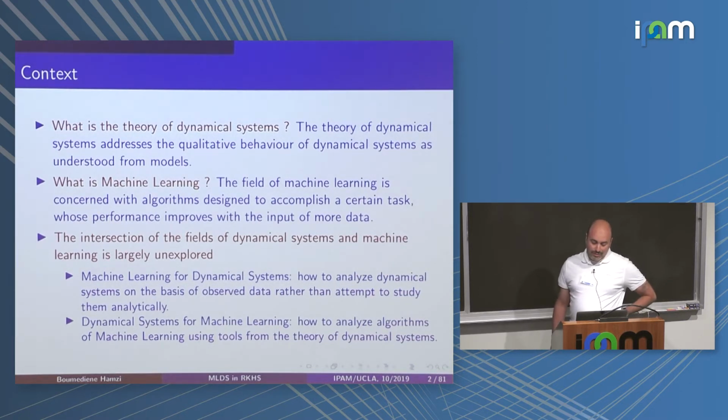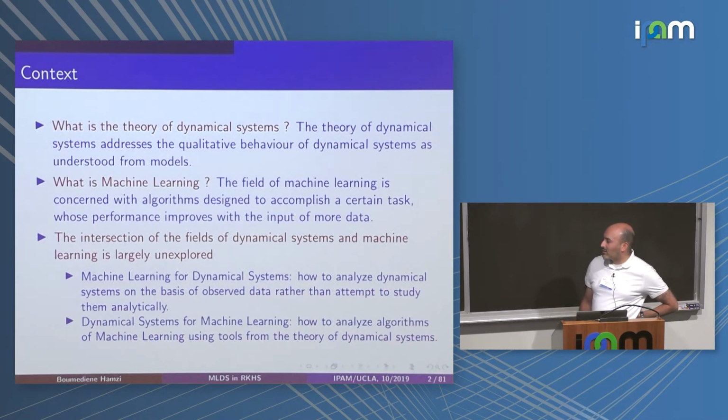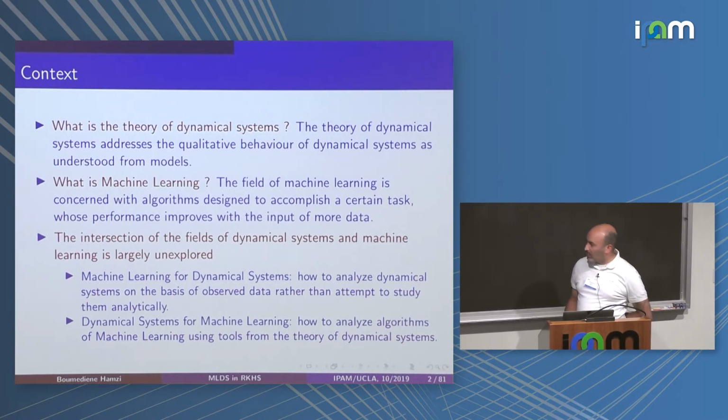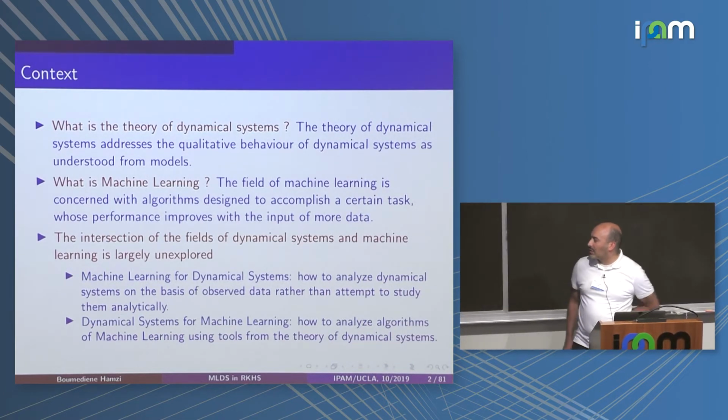So here we'll have two directions mostly: machine learning for dynamical systems, where the goal is to develop a data-based theory of dynamical systems. So instead of having a model-based theory of dynamical systems, where we are interested in analyzing the qualitative behavior of dynamical systems based on a model, we'll be interested here in a data-based theory, which is a sort of model-free qualitative theory of dynamical systems. The other direction is dynamical systems for machine learning, and the goal here is to view algorithms of machine learning as dynamical systems and then analyze them using tools of dynamical systems theory. So the point here is mostly to focus on the direction of machine learning for dynamical systems.